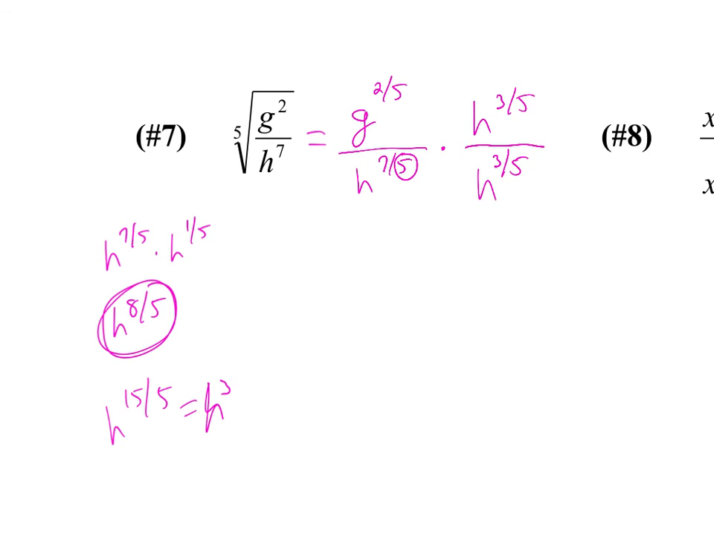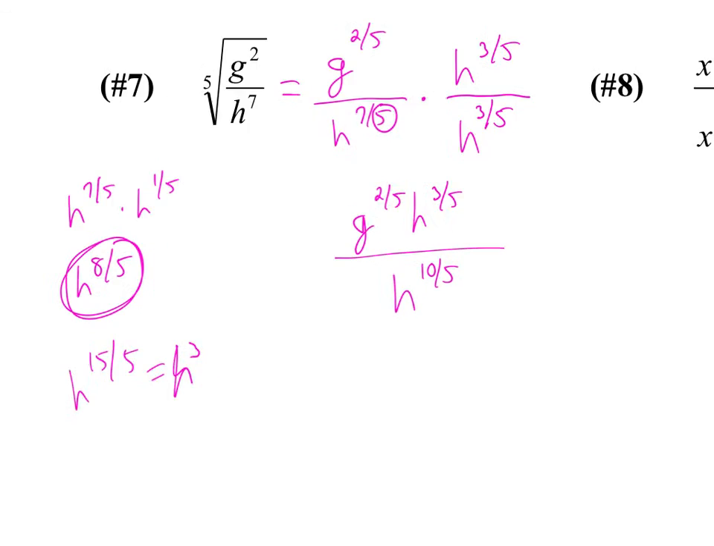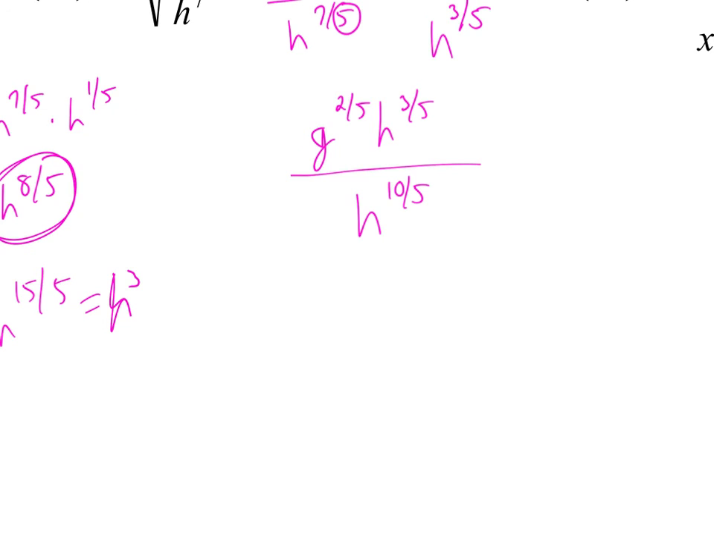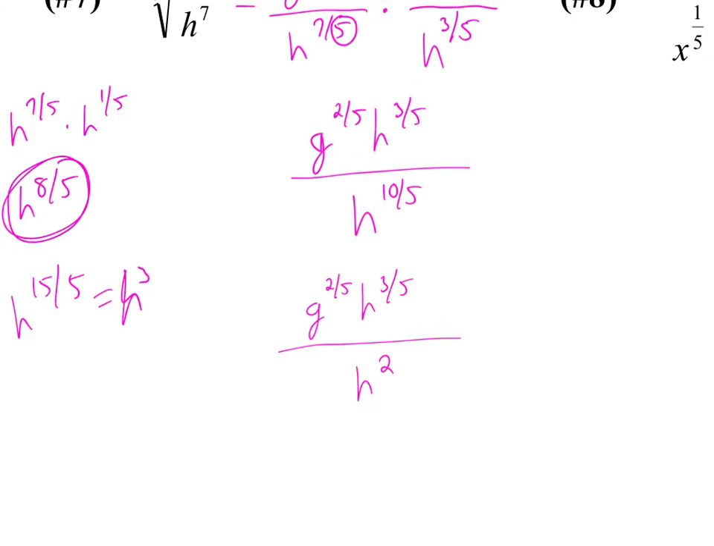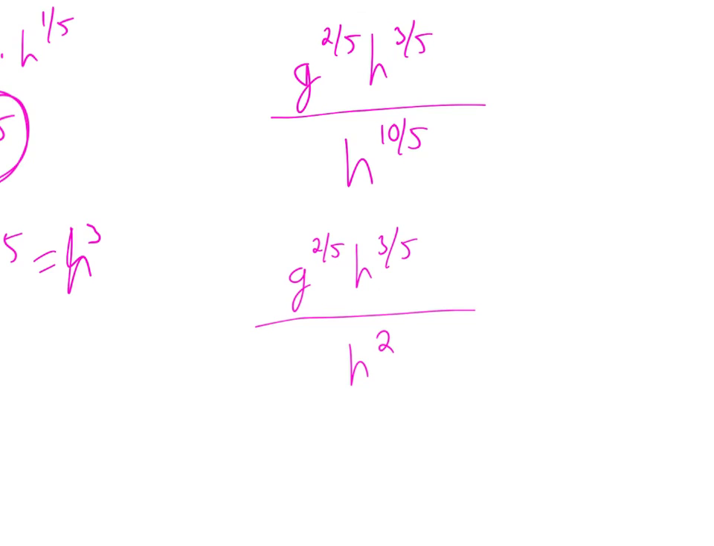Let's go ahead and simplify this now. So we're going to have g to the 2/5 times h to the 3/5 over, and now we have h to the 7 plus 3, which is 10/5. Now how does that help us? Well, it's 10 divided by 5. That is a nice answer for us. That's going to be g to the 2/5, h to the 3/5, and then 10 divided by 5 is going to be h squared, which is excellent. That's what we want. We do not want any radicals, and the h squared is not a radical.